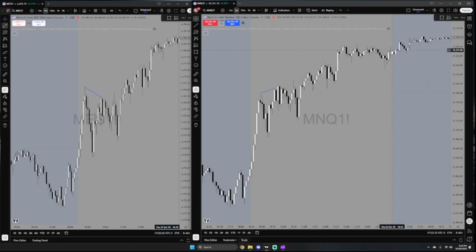Next confluence, an SMT, or smart money trap. This one catches people slipping when correlated markets like MNQ and MES stop moving in sync. That's a divergence. An example: MNQ makes a new high, but ES doesn't. That tells me buyers on MNQ are trapped. When I see that, plus a liquidity sweep and a structure shift, that's confirmation stacked. SMT isn't a signal by itself, but a confidence boost. A subtle way to read what smart money is doing in the background.